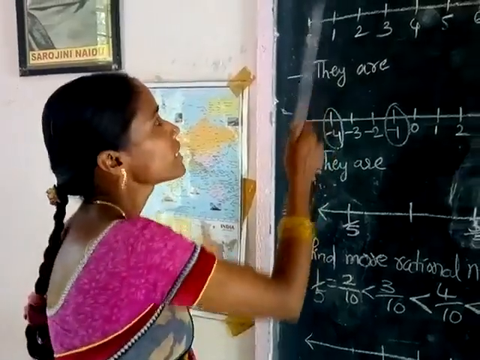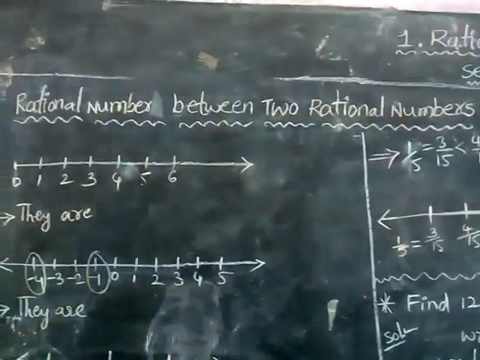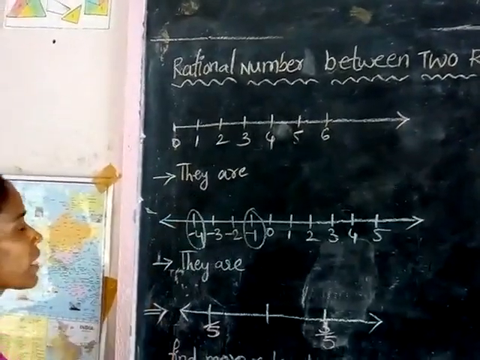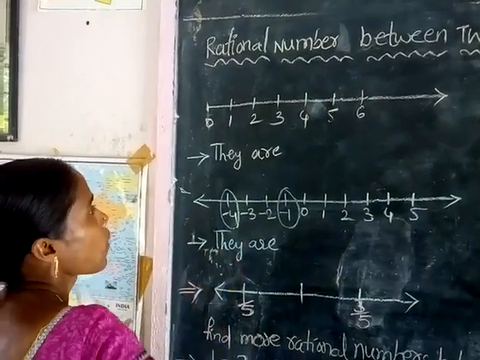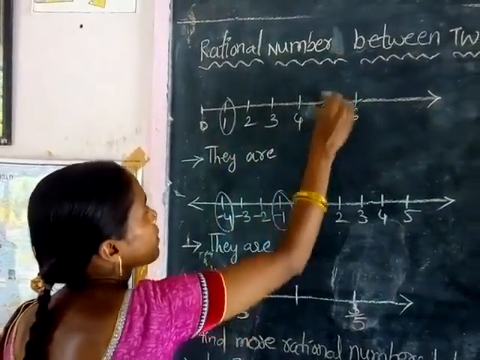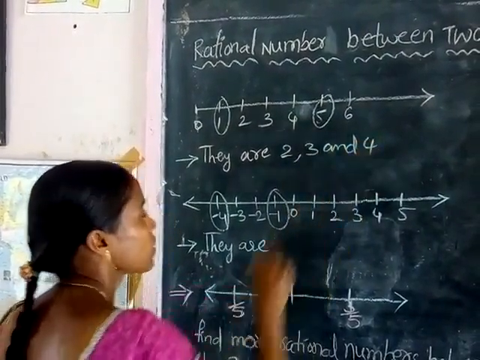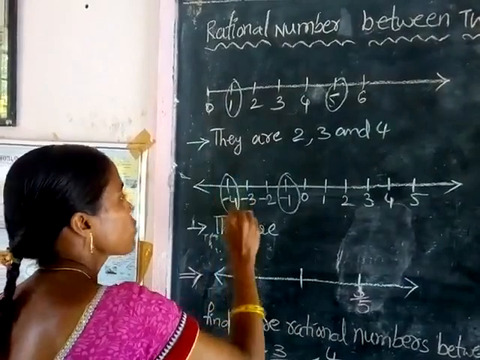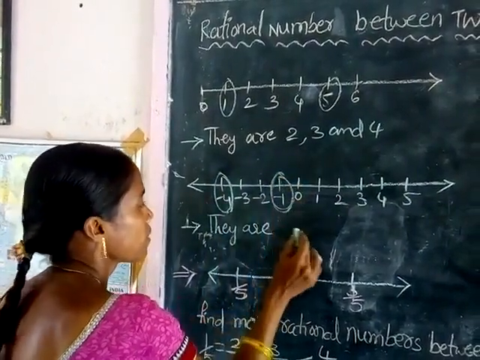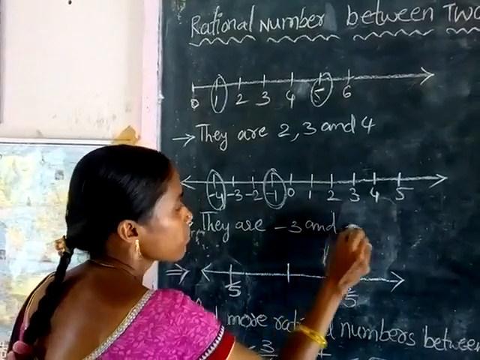Let's discuss rational numbers between any two rational numbers. Students, see these number lines. Can you say the numbers between 1 and 5? They are 2, 3 and 4. Can you tell the integers between -4 and -1? Here we have -3 and -2.